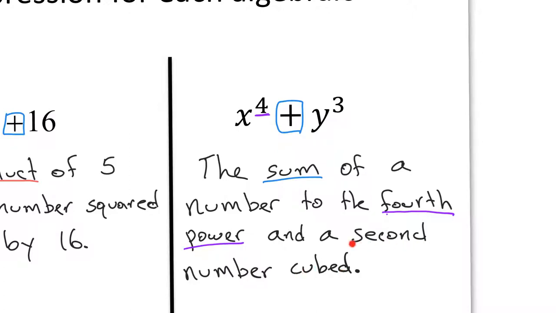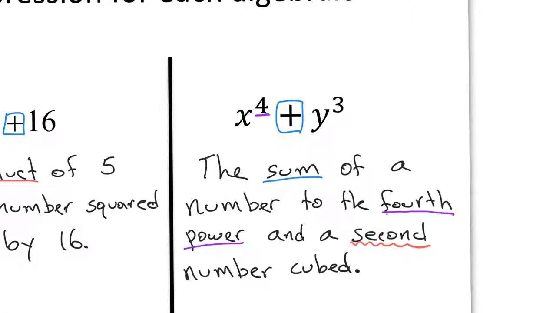Now why am I using second instead of just a number? So let me explain that, but let me just underline the word second number. When we say a number and a second number, that is saying that you have two different numbers, and the two different numbers, they have different variables. They represent different variables. So here, since we have an x and a y, we cannot use the phrase a number twice, because if we say the sum of a number to the fourth power and a number, instead of this, you should say a number cubed, you're talking about the same number. But you have to differentiate that we have two different numbers, two different variables.